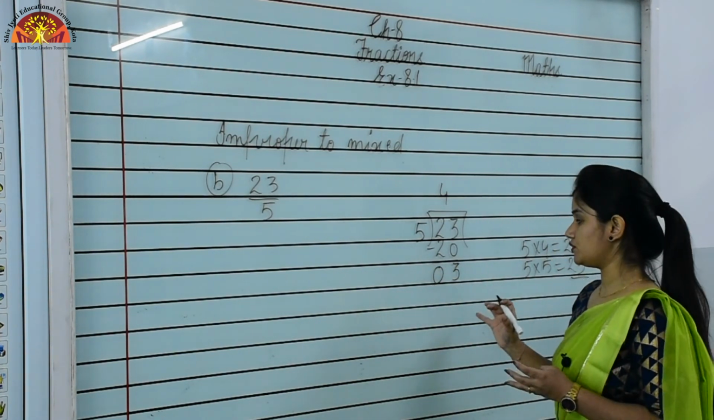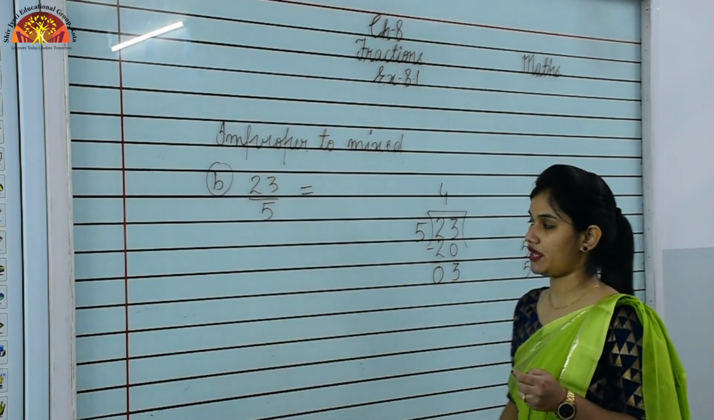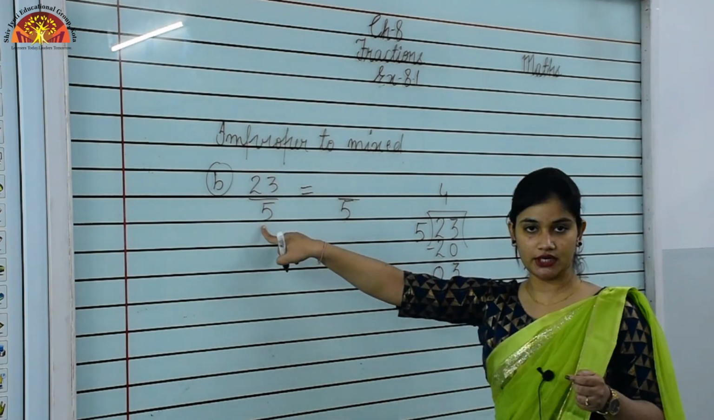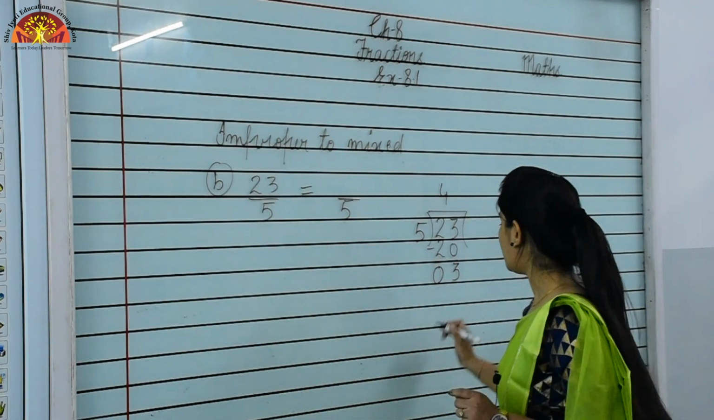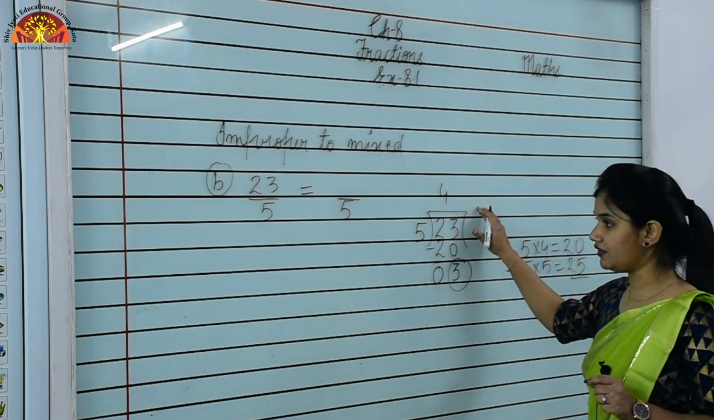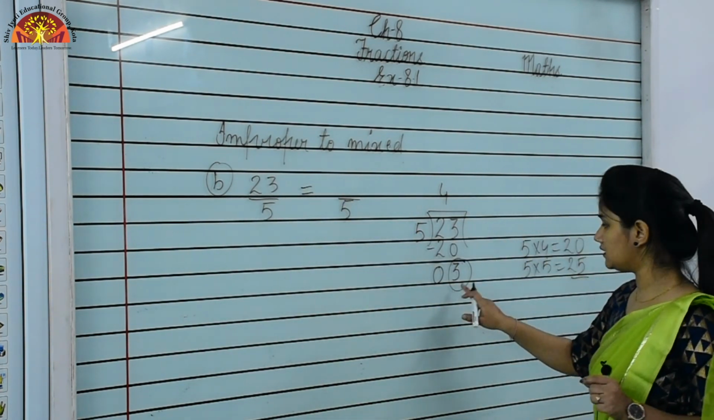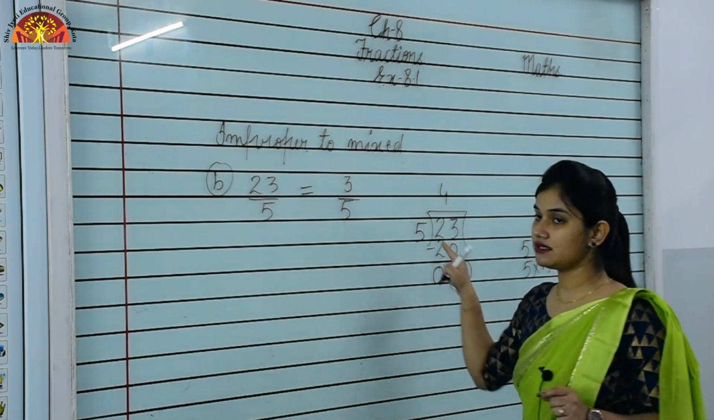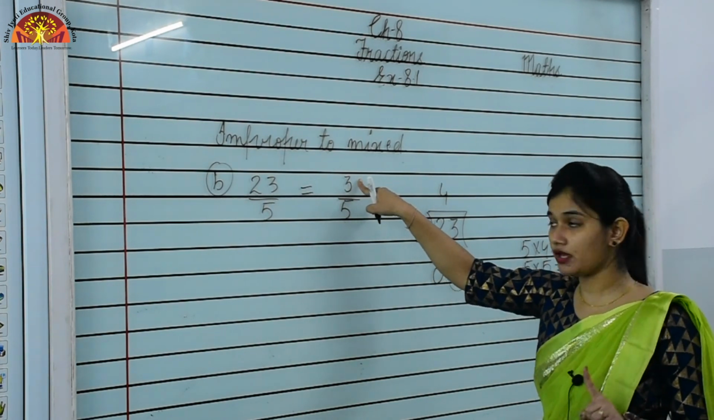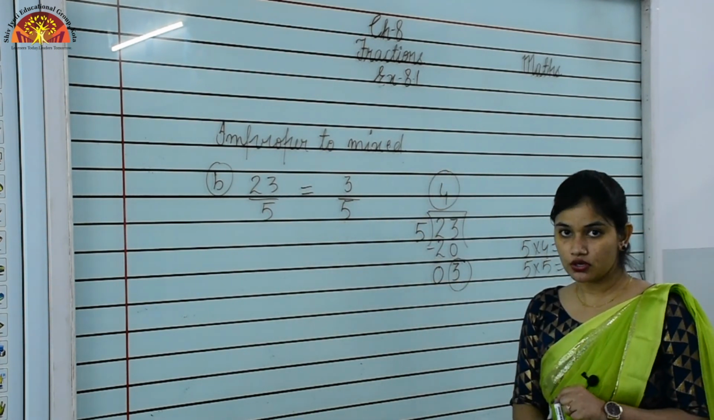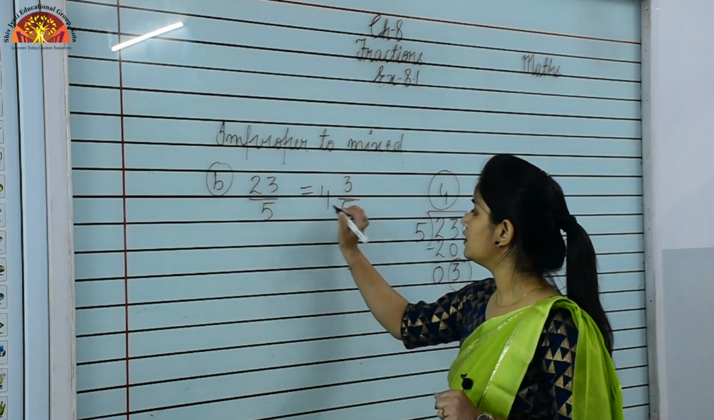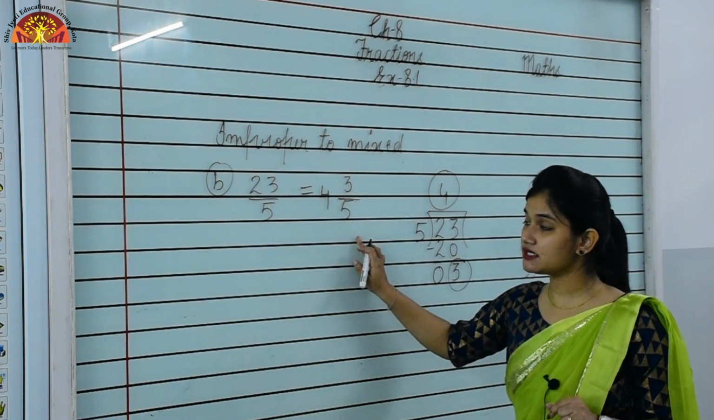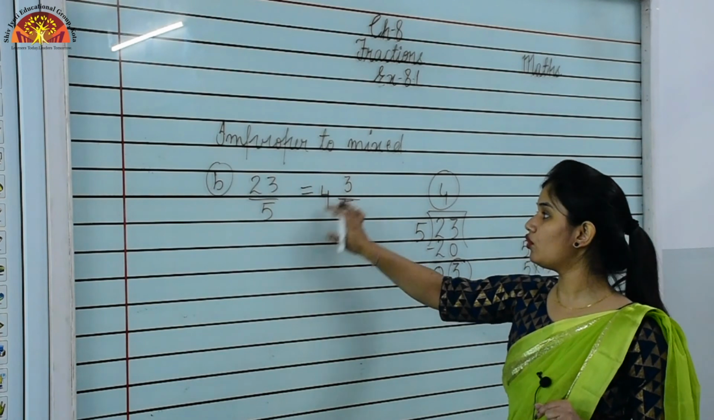Now just look here, students, how can we convert this to a mixed fraction? First of all, the denominator will be as it is in both situations. The denominator is 5, so 5 will be as it is. Now this is the remainder. When we have divided 23 by 5, the remainder is 3. So we write the remainder here as the numerator. And the answer is 4, this 4 will come here. So now the fraction is 4 3 upon 5. This is a mixed fraction, 4 3 upon 5.